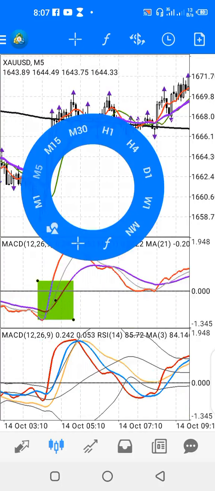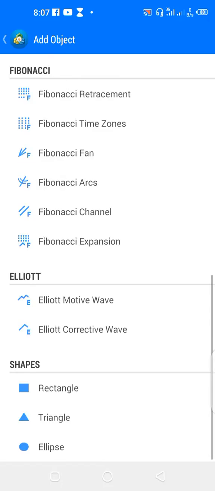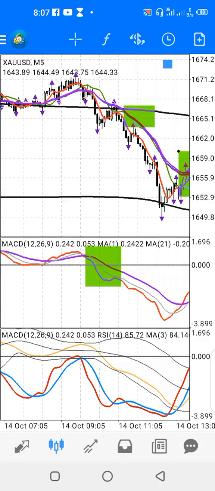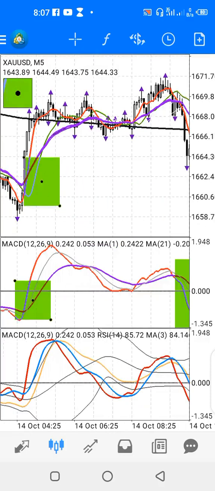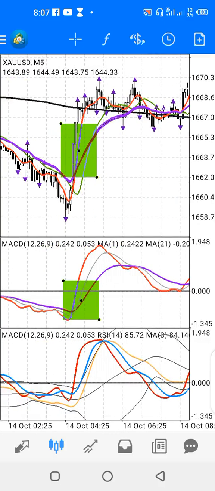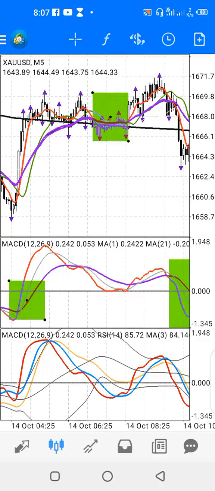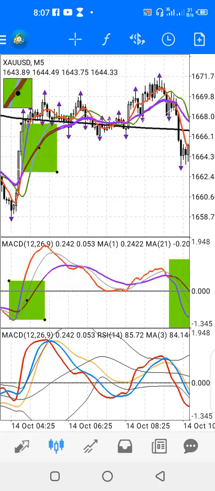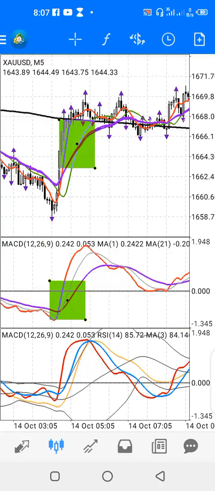So if you had bought somewhere around here where there's a clean cross up and you held, you'll have made some profit up to this point. So that's basically how to scalp with indicator window one.